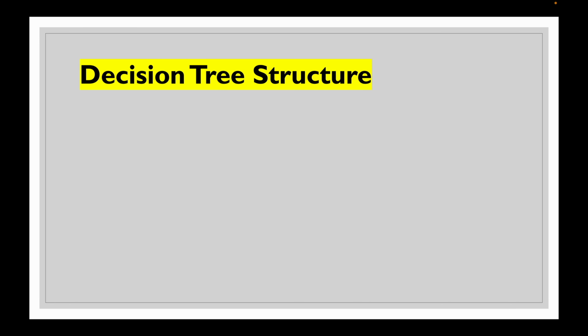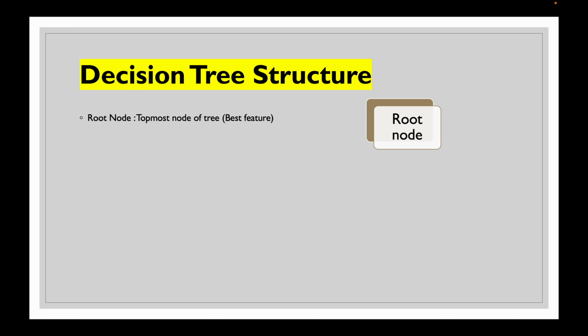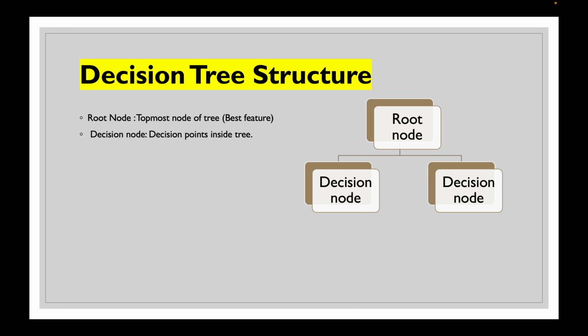Decision tree structure. A decision tree is like a flow chart used to make decisions. There are different parts to it. We have root node. This is the topmost node of the tree and is the starting point, and it represents entire dataset. Decision node. These are the decision points inside the tree, and each node tests a condition such as age is greater than 20 or study hours is greater than 40, something like that. And based on the test, the data is split into different branches.